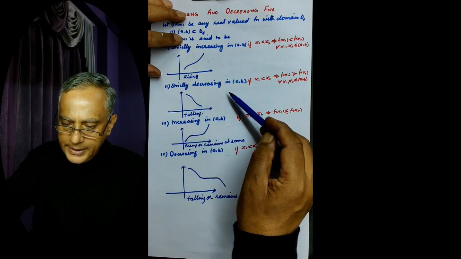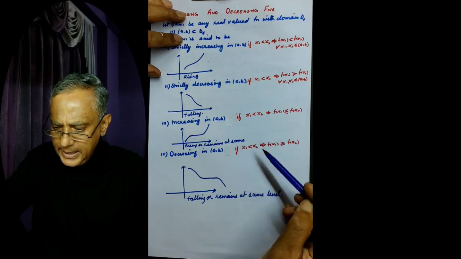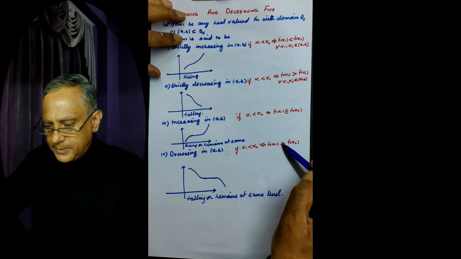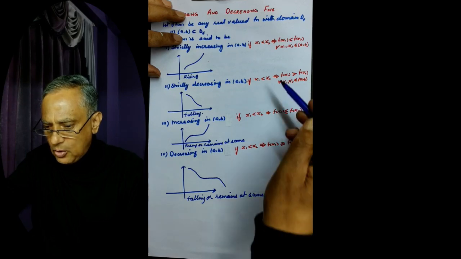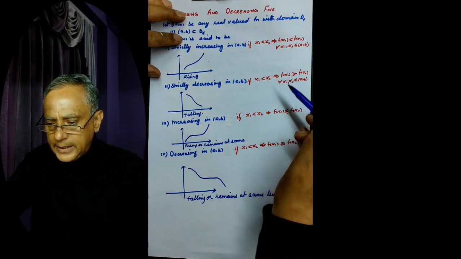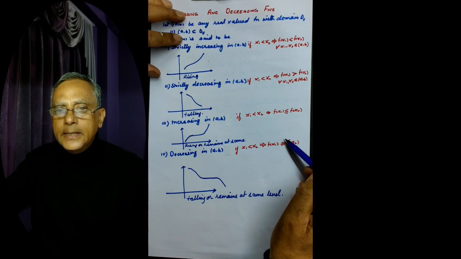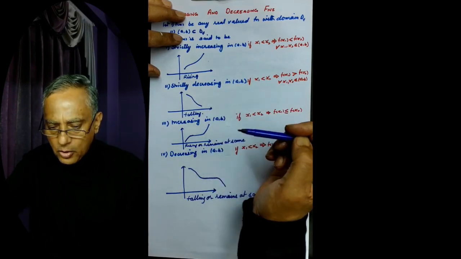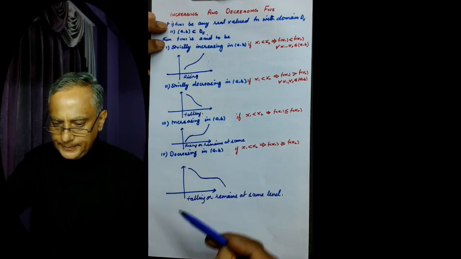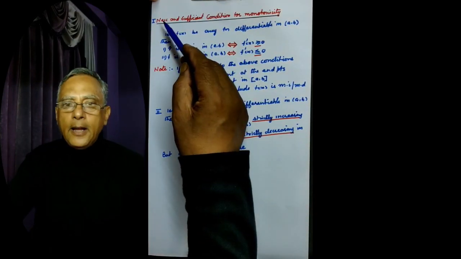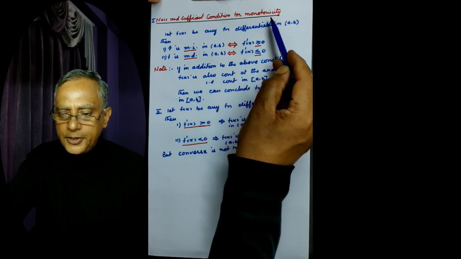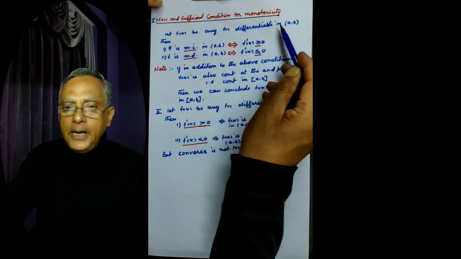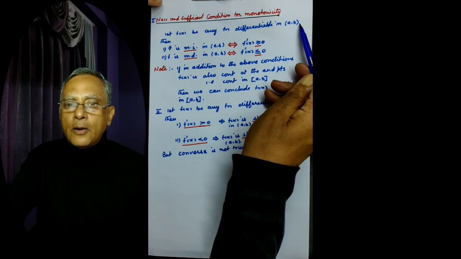And similarly for decreasing functions, if it is strictly decreasing, it is also decreasing, because here one of the two conditions must be satisfied: either greater than or equal to. So here it is greater than, and this condition will be satisfied. But the converse is not true. A decreasing function may not be strictly decreasing. Now next we take up the necessary and sufficient condition for monotonicity. Let f(x) be any function differentiable in open interval (a, b).